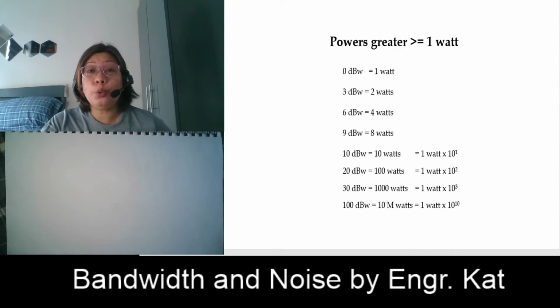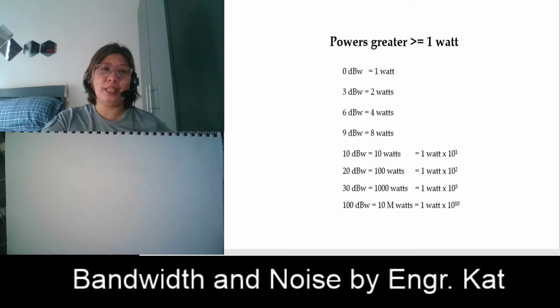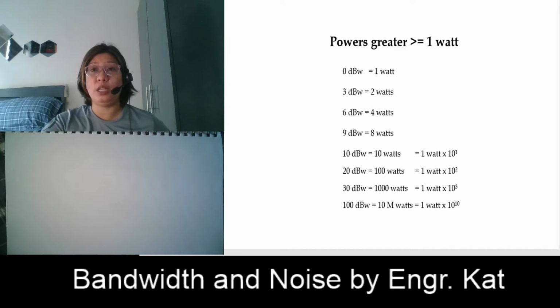Okay, dB watts. In terms of wattage, as you can see, 10 megawatts, if you're going to write this in its absolute form, it's very, very long. So many zeros. But if you're going to write this in decibels, that is just equivalent to 100 dB watts. So decibels will help us in writing longer numbers, either in positive or negative engineering notations.